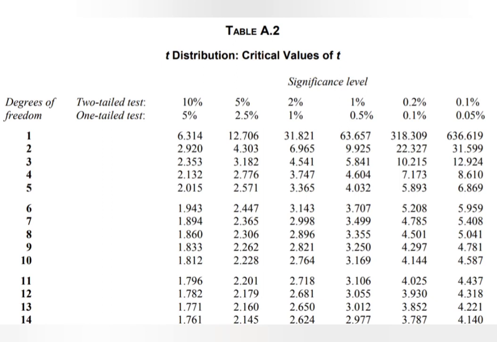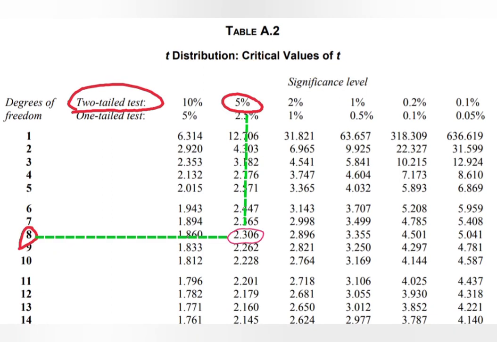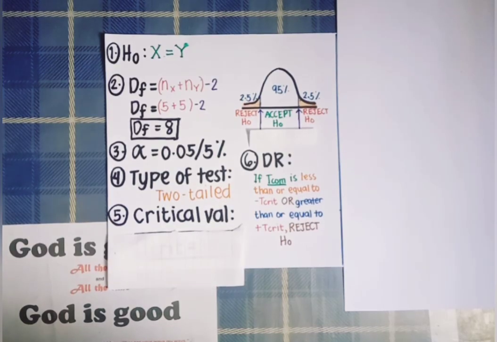Here, we know that our type of test is two-tailed, our alpha level is 0.05 or 5%, and our degrees of freedom is 8. By intersecting the value under 0.05 or 5% in two-tailed test and the value under 8 degrees of freedom, then we can say that our critical value or t-crit is 2.306.